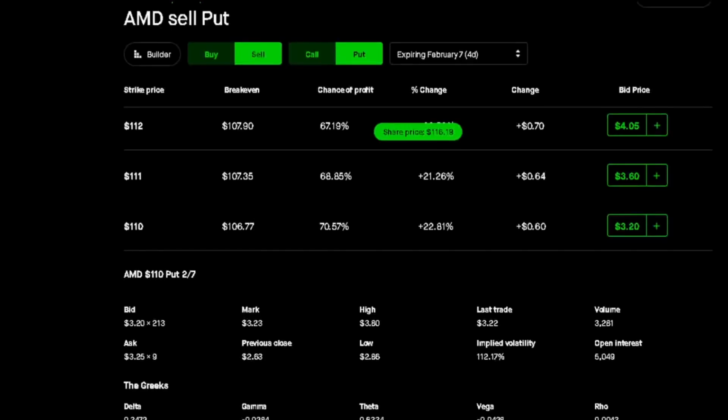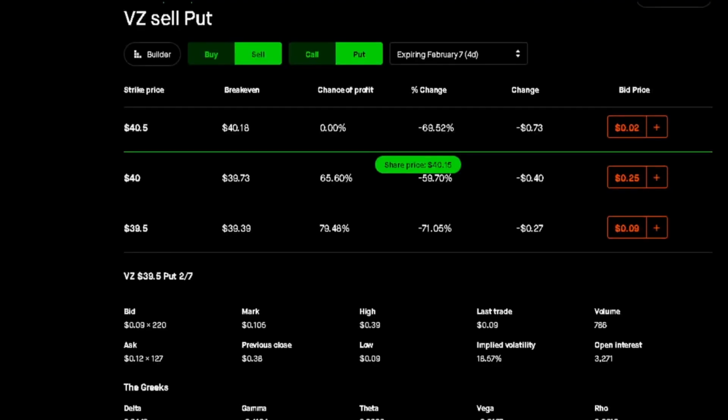The next mistake is ignoring implied volatility, or IV. It is a mistake that can make a huge difference in your profitability when selling options. IV measures how much the market expects the price of the underlying stock to move. If IV is high, options premiums are expensive and you'll get paid more, but there'll be more risk. And if it's low, you get less premium for less risk.